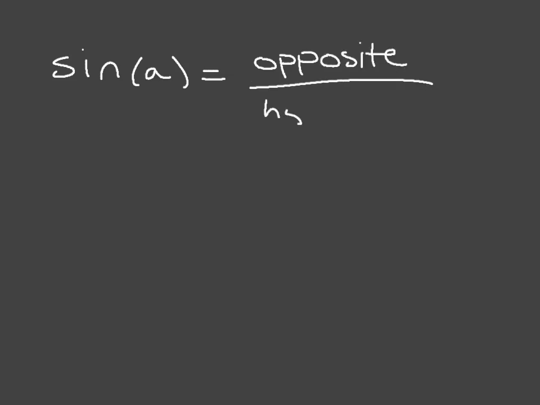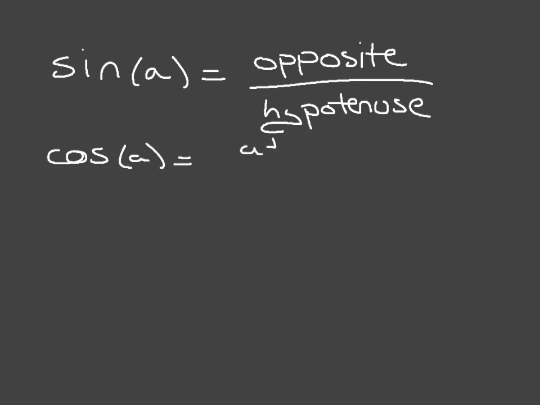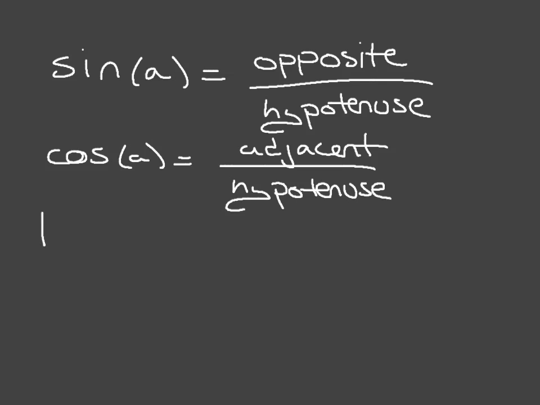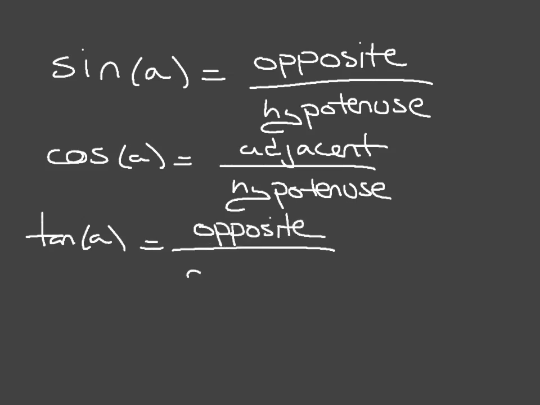So, just to remind ourselves, we saw that the sine of an angle A is equal to the opposite divided by the hypotenuse. The cosine of an angle A is equal to the adjacent to A divided by the hypotenuse. And we saw that the tangent of an angle A is equal to the opposite to A divided by the adjacent to A.